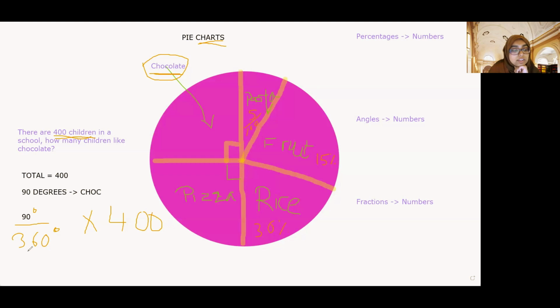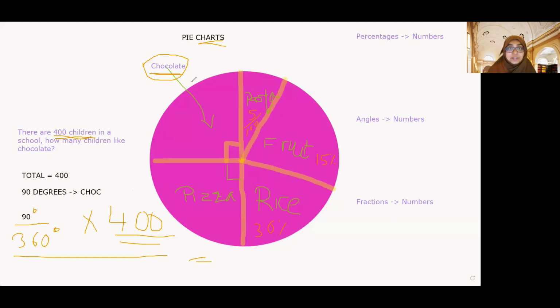Okay, so this is always the method. You put the angle you have over the total angle there is, and then you times it by the total number of children you have. So have a go at working this out. I'll give you a little bit of time now. You can also pause the video and recheck your answer. So have a go at working that out.